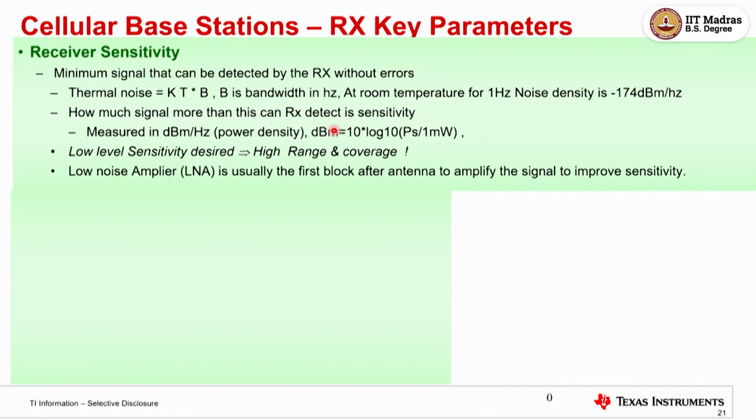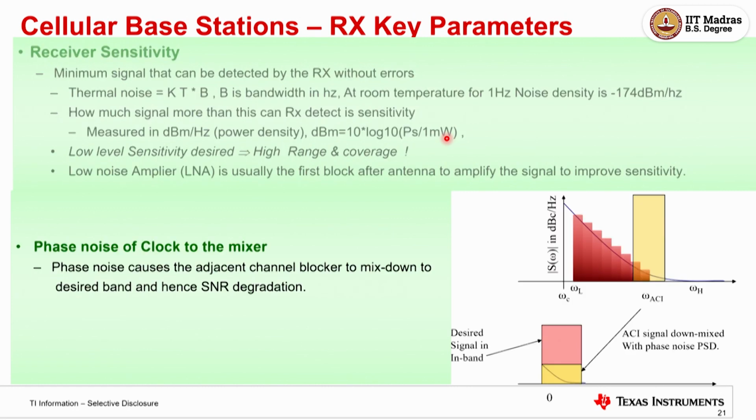Always you want a receiver which can detect the lowest signal in the presence of noise. That is how it is benchmarked. There are specs compared to a standard saying your receiver has to meet this so that you can coexist in your noisy environment. We'll skip this; these are just some numbers. What you have to understand is that the lowest sensitivity level desired gives you higher range and higher coverage. You can do it in the presence of noise.